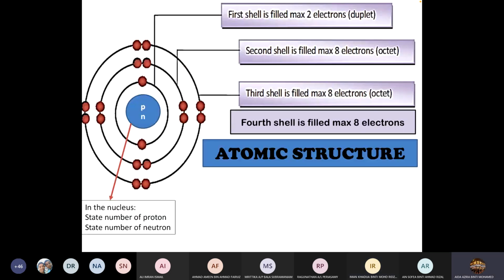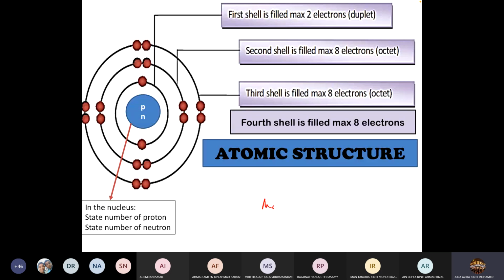So we have learned this as well, isn't it? During the checkpoint. So we learned how to draw. We have drawn this many times. Remember, in the center is the nucleus. In the nucleus, two ways: either you write down the symbol of an element, or you write down the number of protons and the number of neutrons.